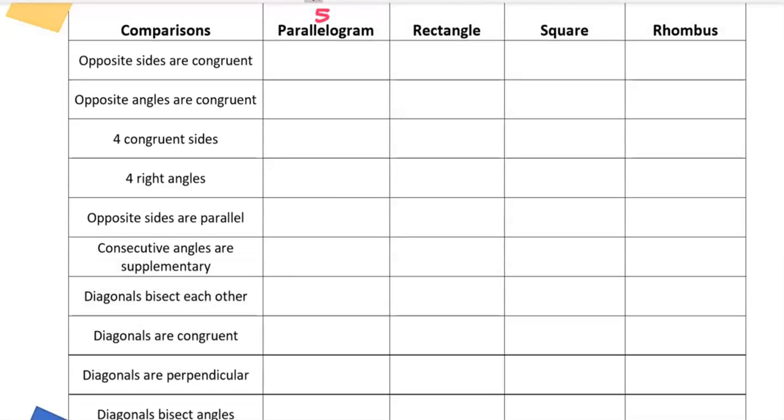The parallelogram should only have 5 check marks in here. And I like to use these mnemonically to help me remember what should be in each column. Rectangle has 7. I'm actually going to break that down a little bit further, so you'll see what I'm going to talk about. Rhombus will have 8 and square will have 10.